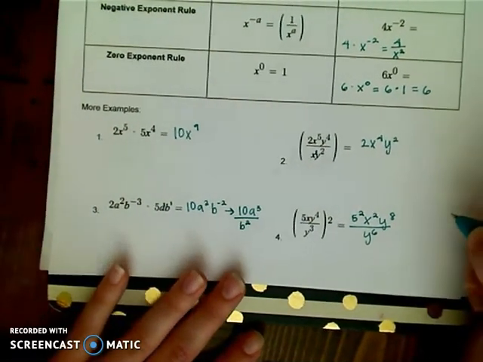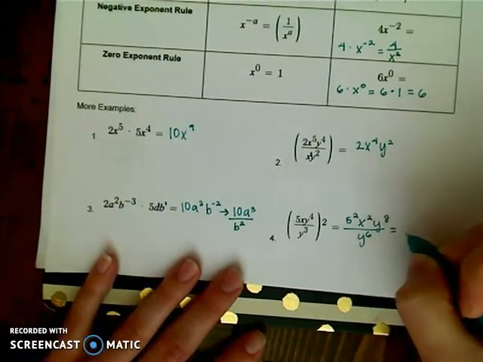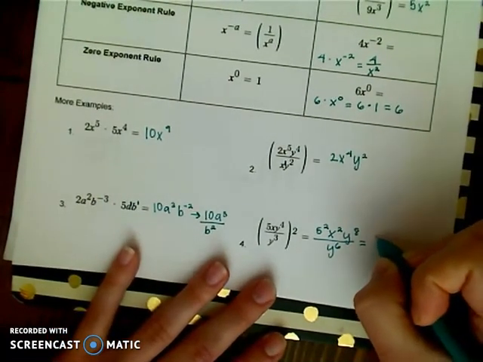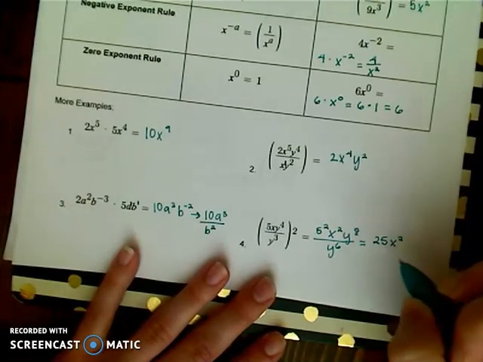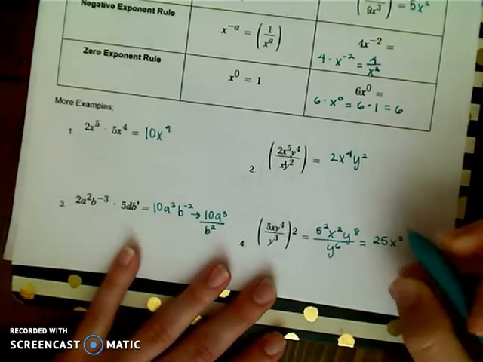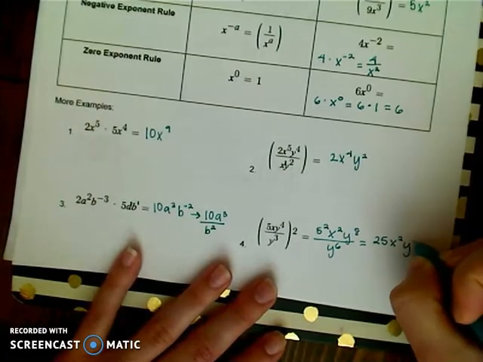Now I can apply that quotient rule, which is going to simplify to 5 squared is 25, x squared, and then y to the 8th over y to the 6th is going to give me y squared.